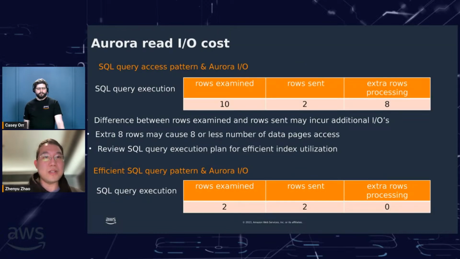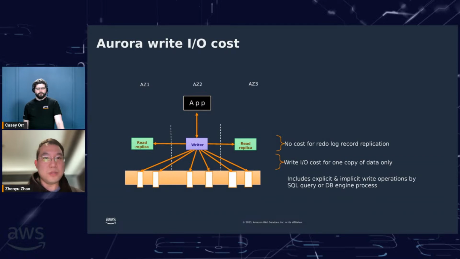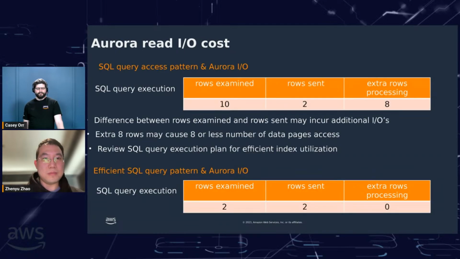Cool. So here is an example. If you examine 10 rows traditionally and the rows returned are 2, the extra rows processed are 8. So what we recommend is to review your SQL query and make it more efficient with an index, right? The data pages are the extra pages you shouldn't read, and that's a waste of I/O. So like 80% of your cost has been wasted. This is something we really need to evaluate in your environment and with your techniques.